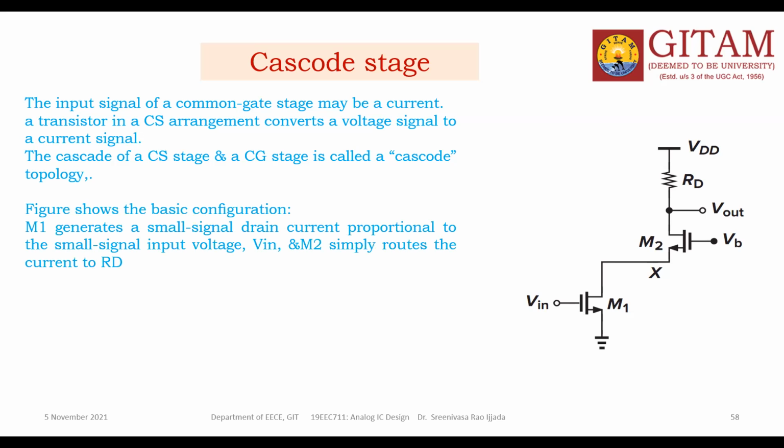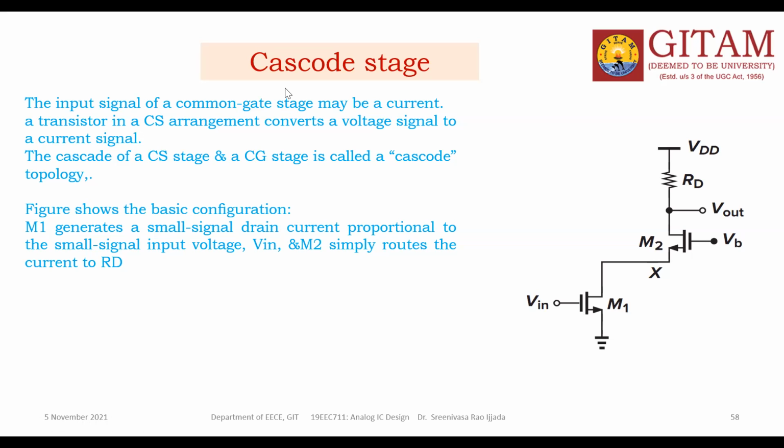M1 generates a small signal drain current as we discussed in the last class. So M1 is the CS stage. The CS stage input is the voltage, output is the drain current. Input is fed to the gate of the transistor, and output is the current which flows in the drain terminal, from drain to source. So purely I can say that your CS amplifier's input signal is the voltage signal and output signal is the current signal.